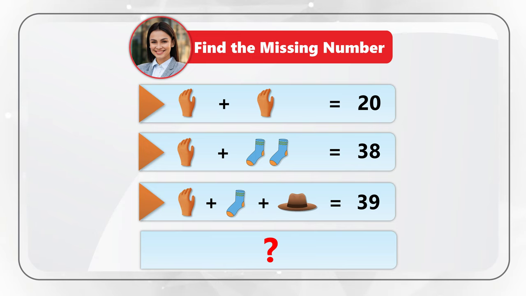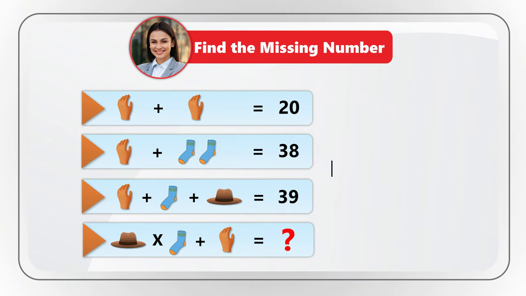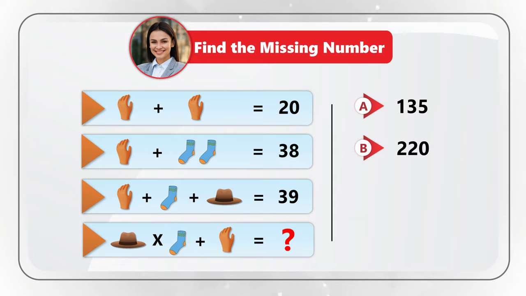And the last expression where you need to calculate the missing number is hat multiplied by sock plus glove equals the missing number. So, what is the missing number? You need to calculate and select out of four different choices. Choice A, 135. Choice B, 220. Choice C, 165. And choice D, 360. Do you know the answer?